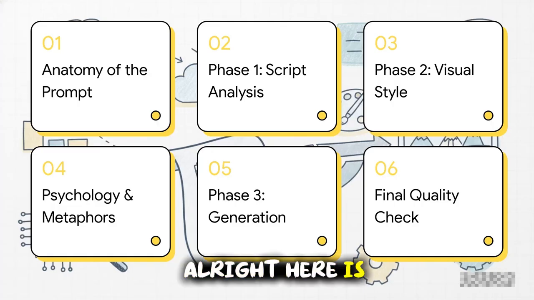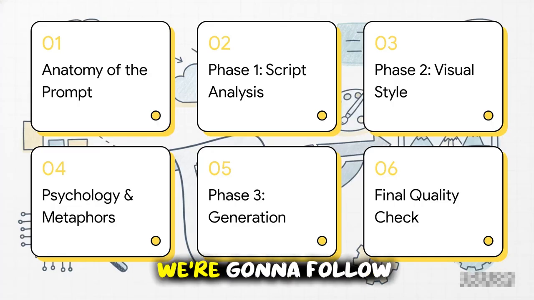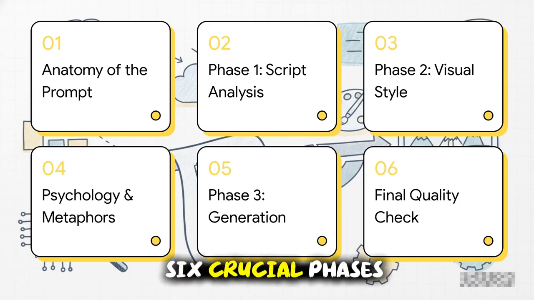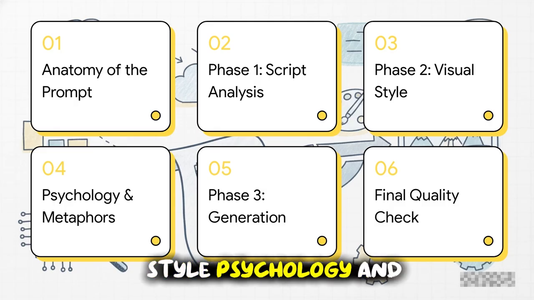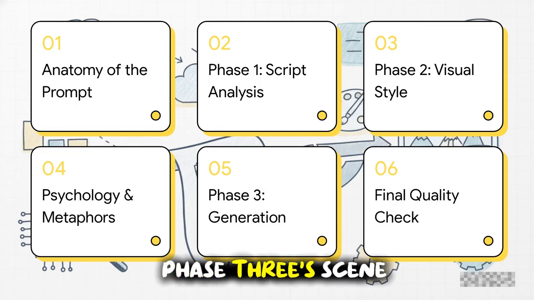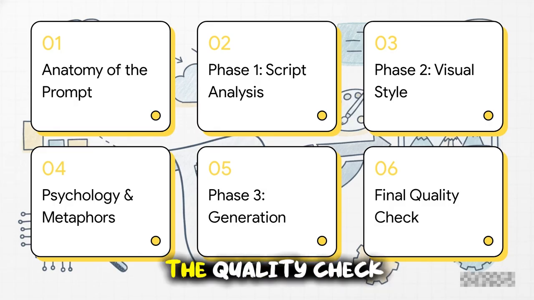All right, here is our roadmap for the breakdown. We're going to follow a script through 6 crucial phases: the anatomy of the prompt, phase 1's script analysis, phase 2's visual style, psychology and visual metaphors, phase 3's scene generation, and finally, the quality check.